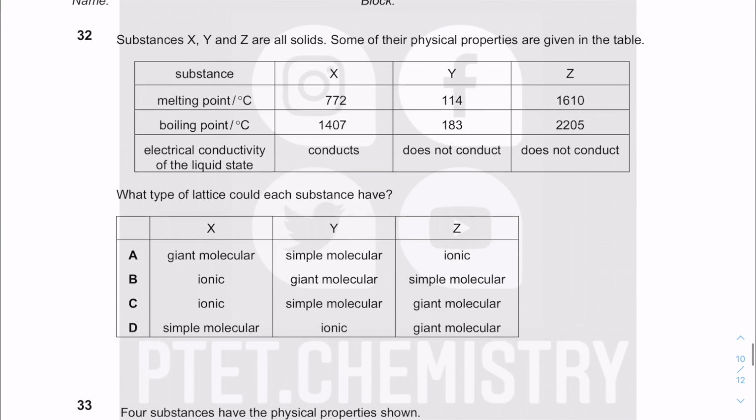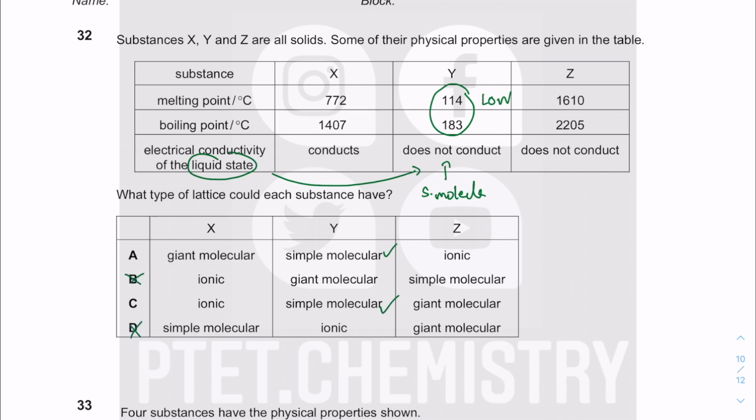Question 32 is another one of those structure and bonding table kind of questions. Looking at these, again, you see that these are considered low and they do not conduct when liquid. So that means not metal. Therefore, this must be simple molecular. So we are looking at Y being simple molecular. Therefore, I can cross out B and D.